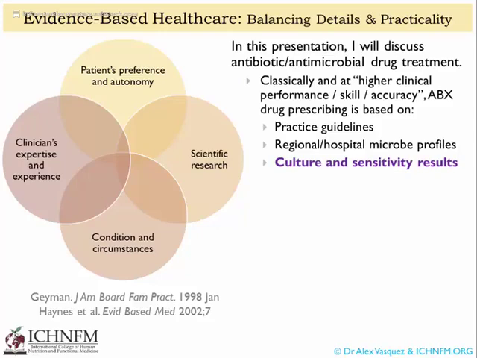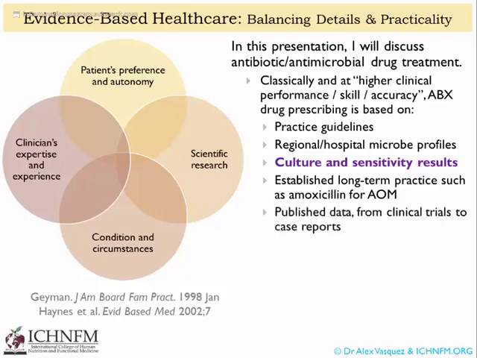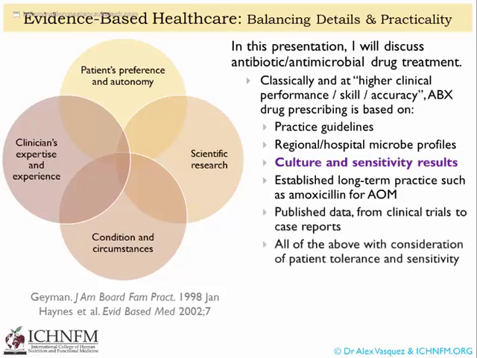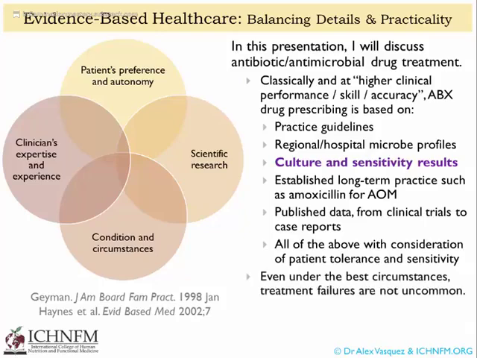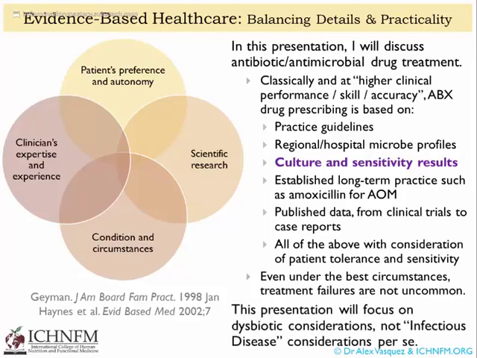Culture and sensitivity results are generally considered the standard. We can also look to establish long-term practice, such as, for example, the use of amoxicillin for acute otitis media. We can also look at published data from clinical trials to case reports. And we take all of that into consideration, of course, with the patient's individual tolerance and sensitivity. So not simply the microbiome or the microbe sensitivity, but also, of course, what the patient may have had an adverse reaction to in the past. Even under the best circumstances, treatment failures are not uncommon.